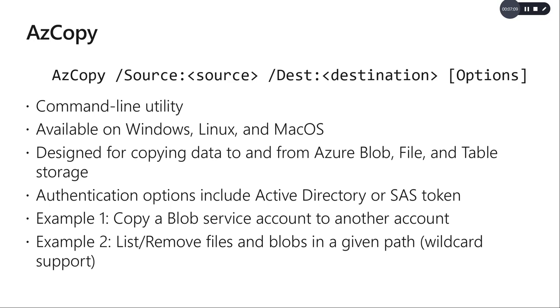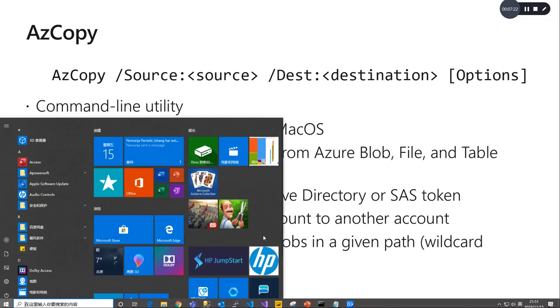So using AZCopy, you can copy data between a file system and a storage account, or between storage accounts. And you can also synchronize, not just copy, right? You can synchronize it as well. Okay, so now let's do a quick demo for this.